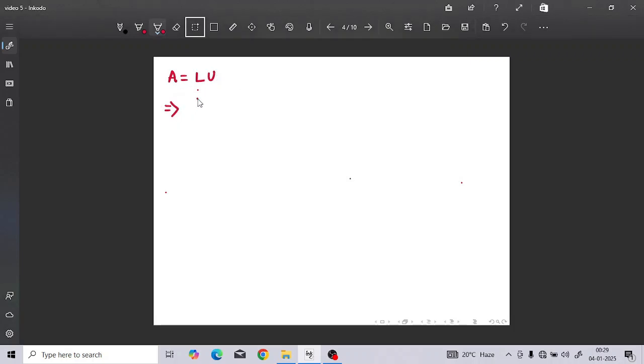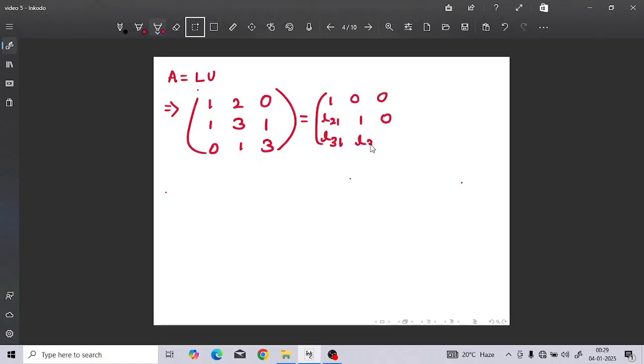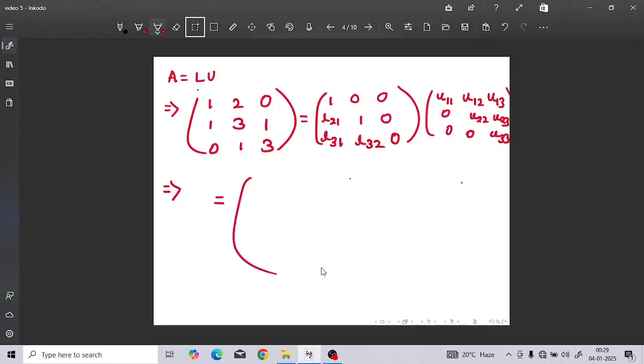So we will write it like the matrix A is equals to the matrix L. The matrix L is given like this: 1 0 0, L21 1 0, L31 L32 1, and the upper triangular matrix U is U11, U12, U13, 0, U22, U23, 0, 0, U33. Now we have to do the simple matrix multiplication at first. Then we will get at the right hand side. I will write only the right hand side.